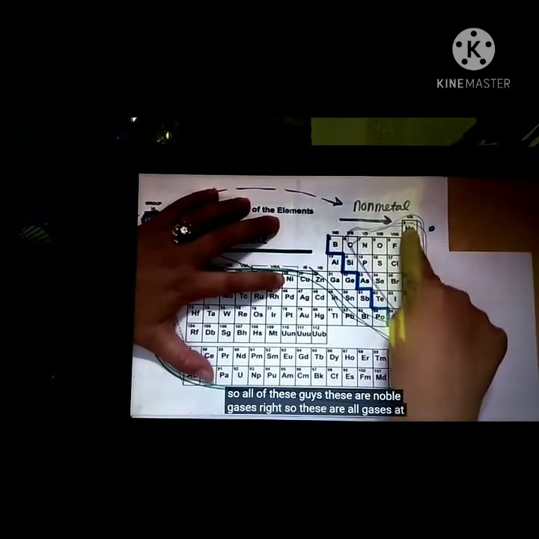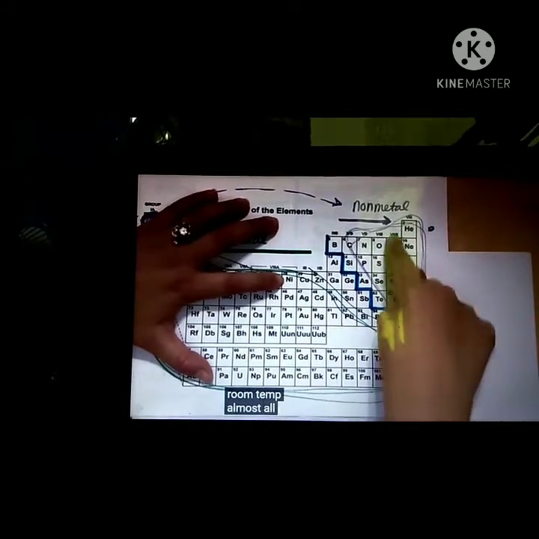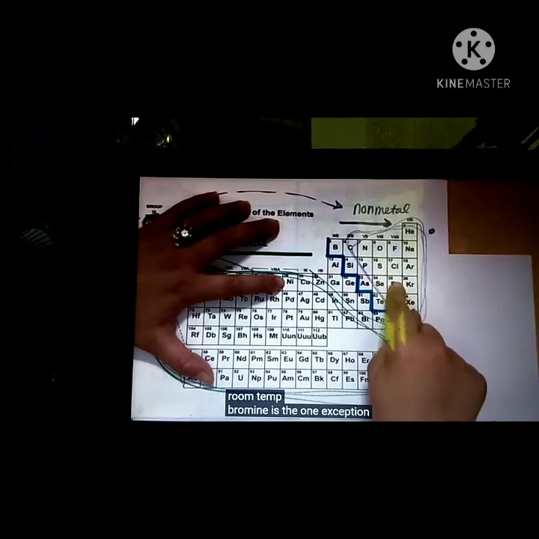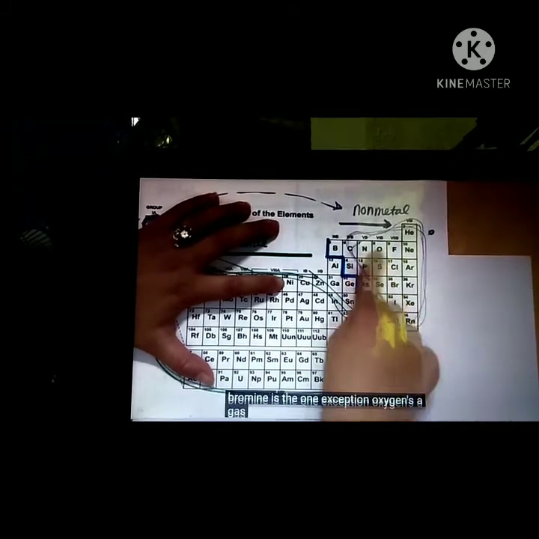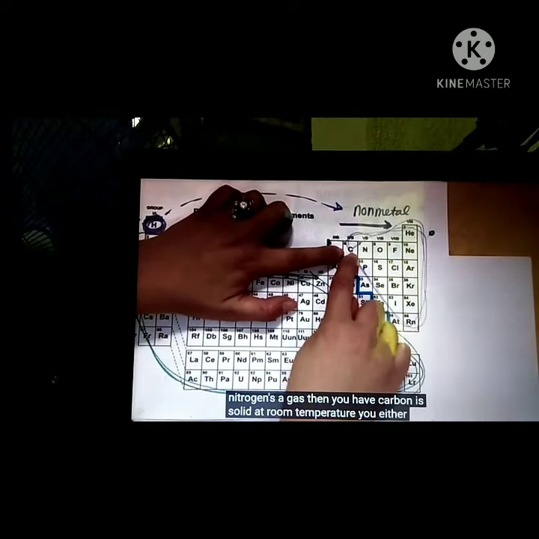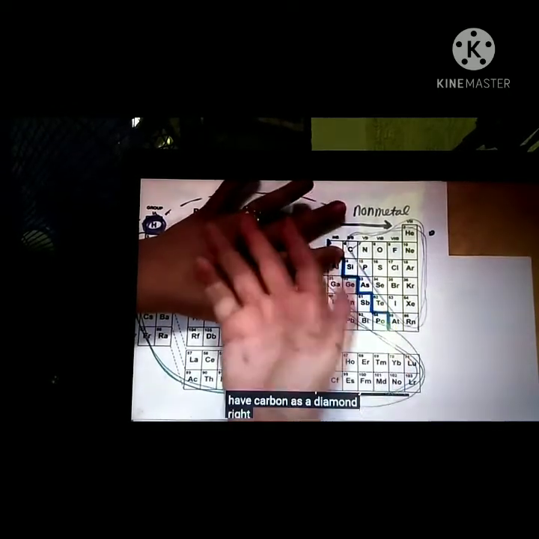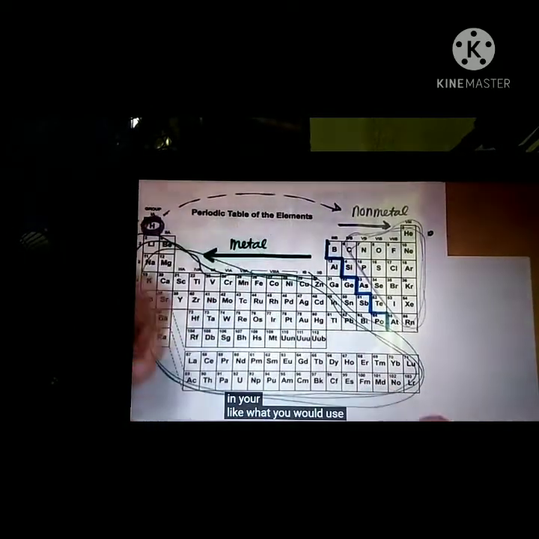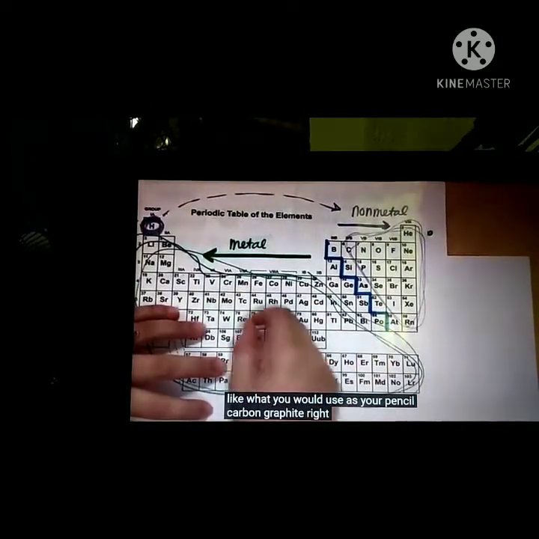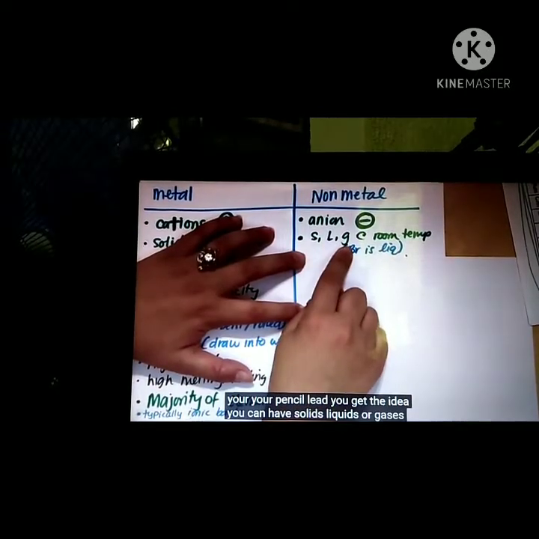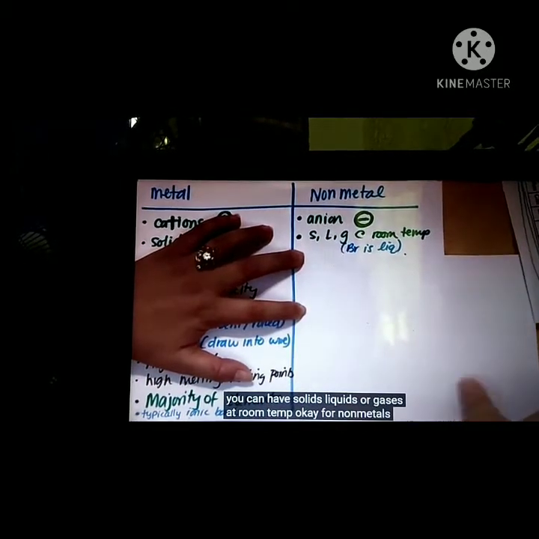So these are all gases at room temp. Almost all the halogens are gases at room temp. Bromine's the one exception. Oxygen's a gas, nitrogen's a gas. Then you have carbon, which is solid at room temperature. You either have carbon as a diamond, right? Or you have carbon as graphite, like what you would use as your pencil, your pencil lead. You get the idea. You can have solids, liquids, or gases at room temp for nonmetals.